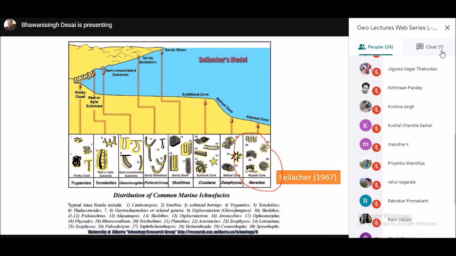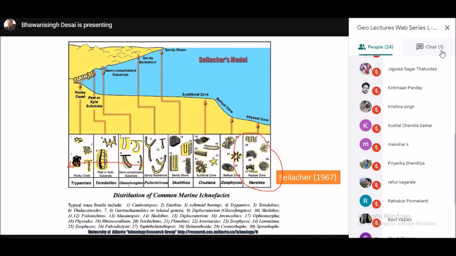And then on the other hand, he also categorized 3 more categories based on the substrate. Substrate means whether it was rocky or a very firm rock, and he identified Trypanites. Trypanites occurs on the rocky coast. Teredolites occurs in woody or xylic matter, that is basically plant fossil. And then Glossifungites, it's a semi-consolidated substrate.